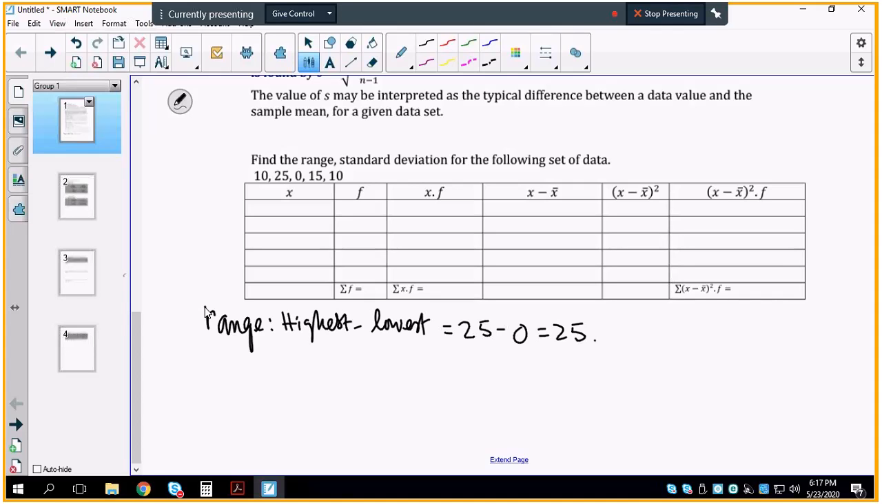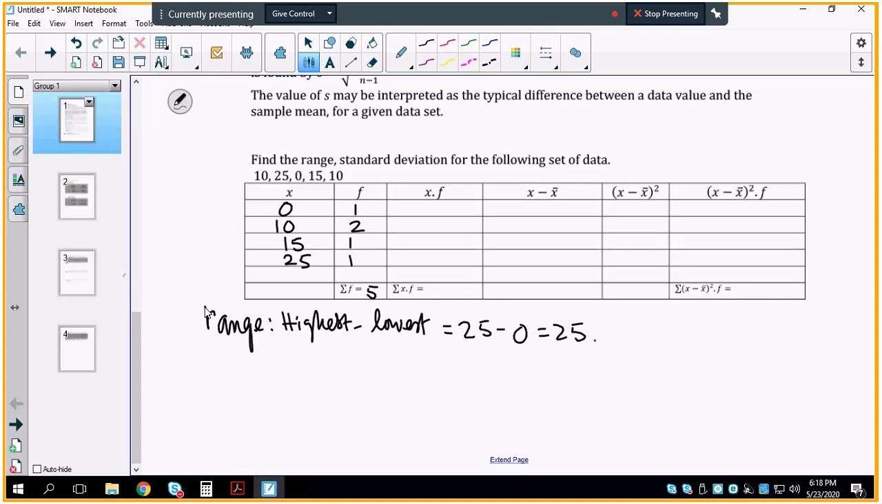So now we are going to find out the standard deviation and remember the entire process. What we will do is write down each data with their frequencies. So 0 has appeared with frequency 1, 10 has appeared with frequency 2, 15 has appeared with frequency 1, and 25 has appeared with frequency 1. So the sum of the frequencies is 5.